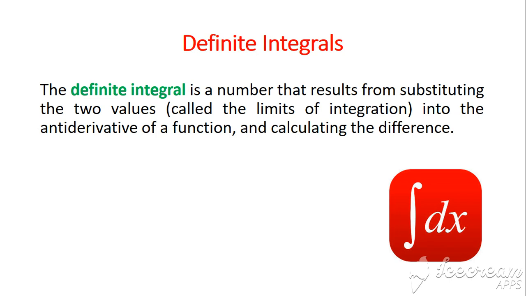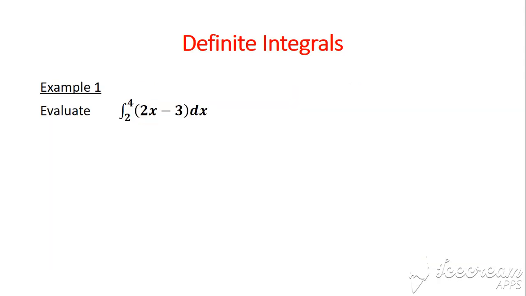The definite integral is a number that results from substituting the two values, which we call the limits of integration, into the antiderivative of a function and calculating the difference. Now that's quite a complicated sentence, so let's try and explain it with an example. Example 1, there's only one example.